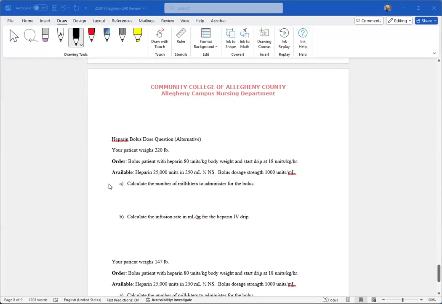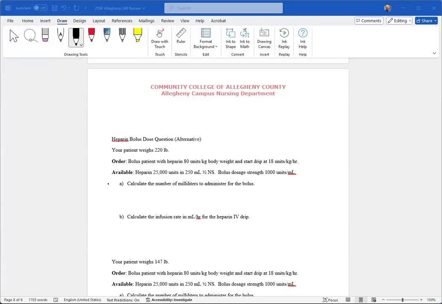So this is ideally what I'd like to get it to, where your question looks more like this, where you have the patient's weight in pounds and you have to convert it to kilograms. Then you have an order and you have an available. It asks you to calculate the bolus, and then it asks you to calculate the infusion. Okay, so let me work through this just for extra practice.